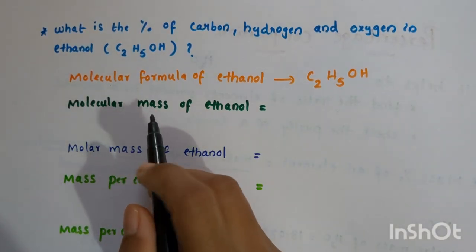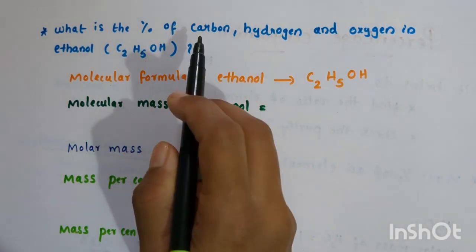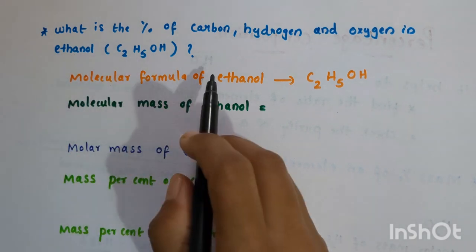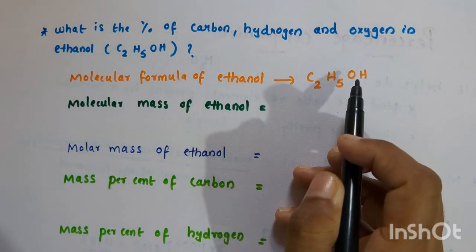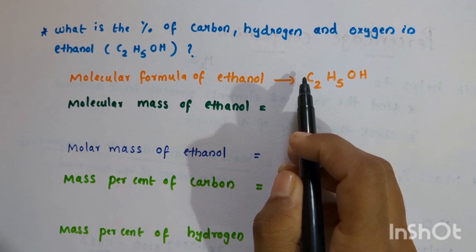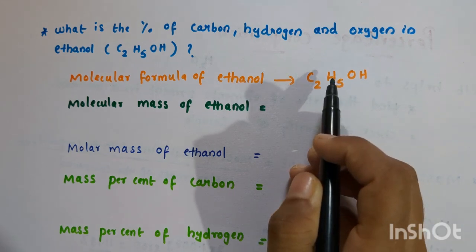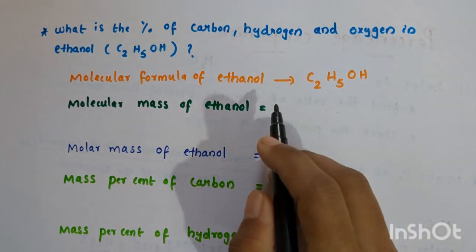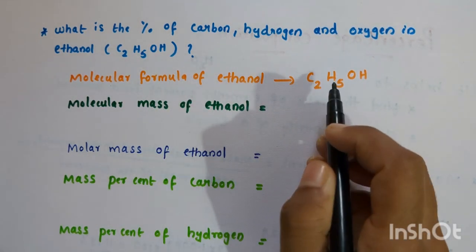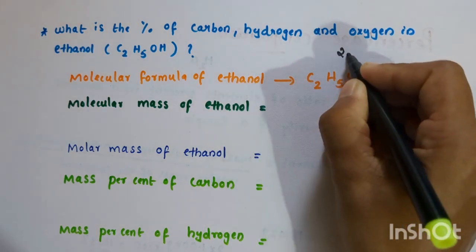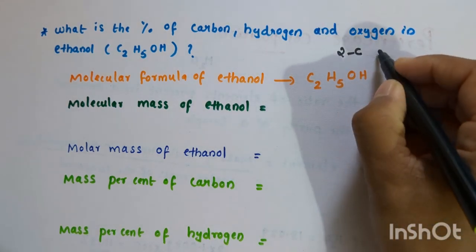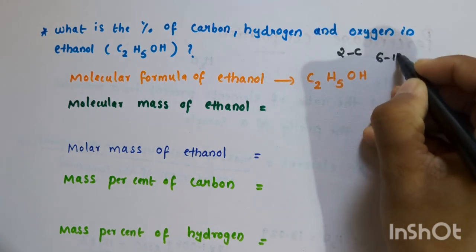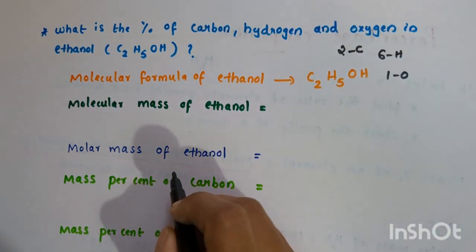Now, let us see another example. What is the percentage of carbon, hydrogen and oxygen in ethanol? The molecular formula of ethanol is C2H5OH. That is, there are 2 carbon, 5 plus 1, that is 6 hydrogen, and 1 oxygen. So, there are 2 carbon, the number of hydrogen atoms present is 5 plus 1, 6 hydrogen, and 1 oxygen.